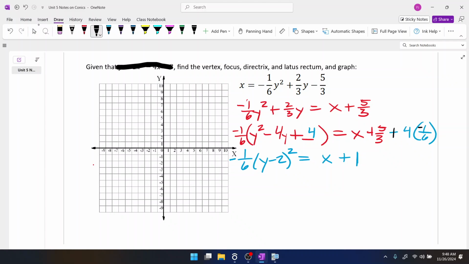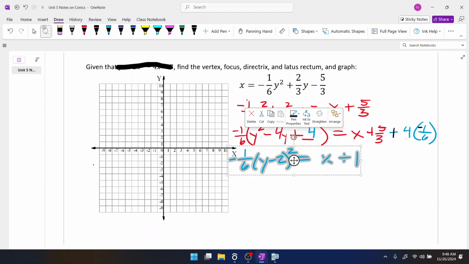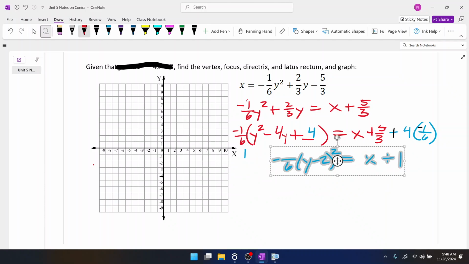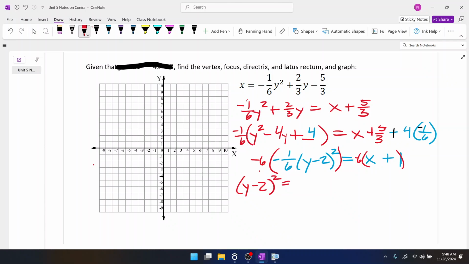And let's multiply both sides by negative 6. And even though the p-value is going to be a fraction, it's not going to be too bad. I lost my 1. Well, I have to get it back. We multiply both sides by negative 6. And this time now we're at y minus 2 quantity squared equal to negative 6 times x plus 1. So 4p is negative 6, and p is going to be negative 3/2.